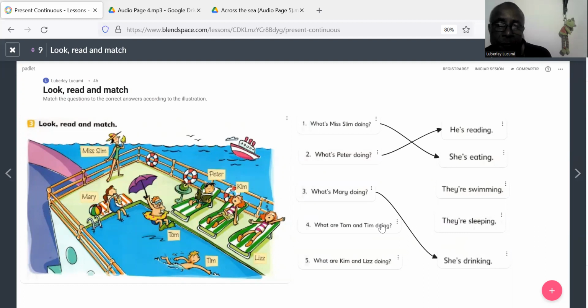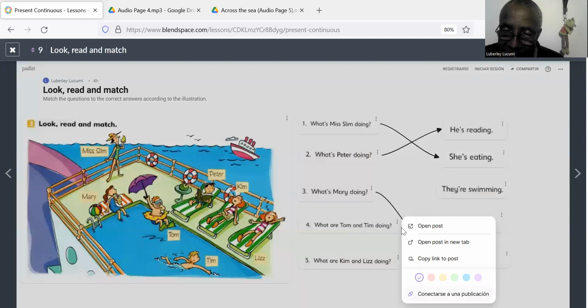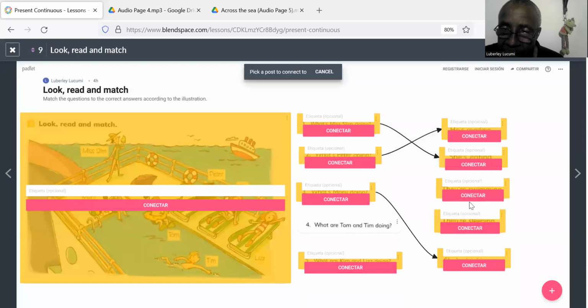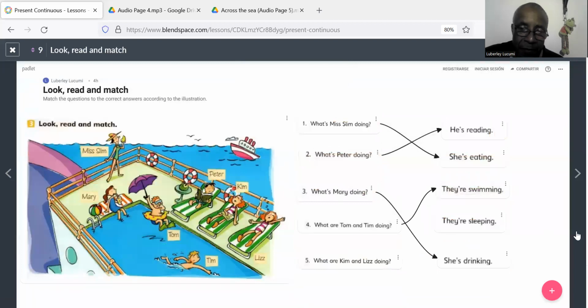Okay. Group number 3. According to you, what is the answer? What are Tom and Tim doing? You're right. They're swimming. Okay. The fifth one. Group number 1 again, please. What are Kim and Liz doing? Yeah, you're right. They're sleeping. Okay, just a minute.